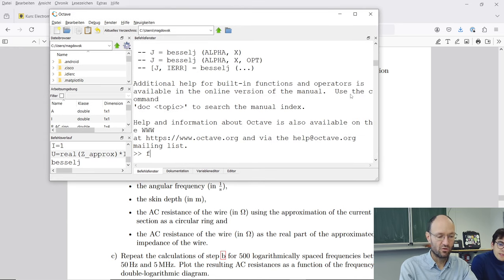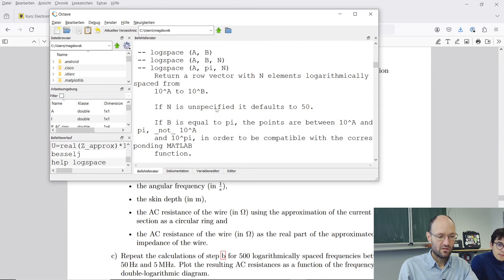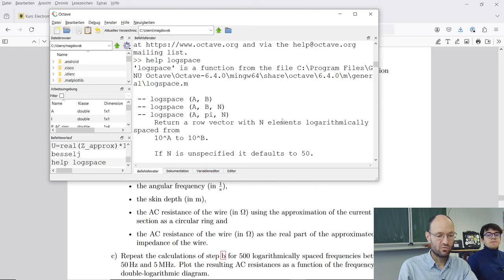And let's scroll down. So what we used before for the frequency was like this, four values. So how do I get a logarithmically spaced vector that starts with this frequency here, that ends with this frequency, and where I have 500 points in between that are logarithmically spaced? Who's a MATLAB expert or Octave there? Exactly, there is a command that is called logspace. So if I say help logspace, then it will tell us this logspace returns a row vector with n elements that are logarithmically spaced from 10 to the power of a to 10 to the power of b and with n points.